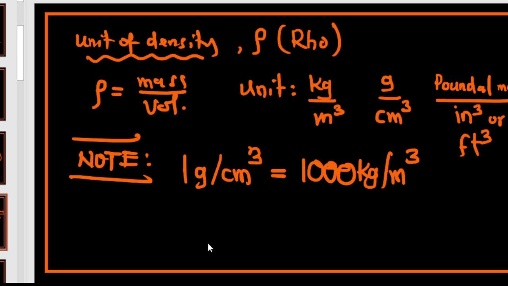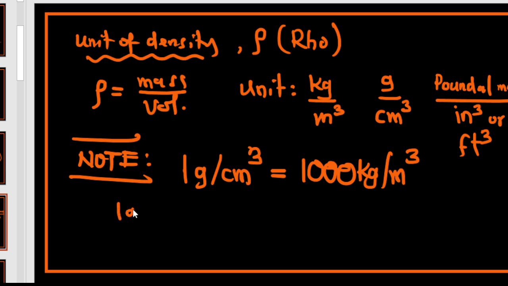Some people might be confused: why is that so? Isn't a kilogram expression usually greater than a gram expression? Of course, yes. But if you look at the gram per centimeter cube together with the kilogram per meter cube, you realize that this is true. In order to explain that, let's try to convert a gram per cm cube to a kilogram per meter cube.